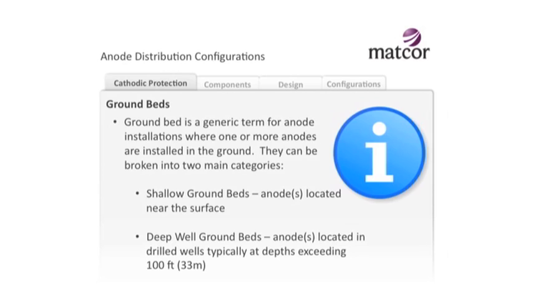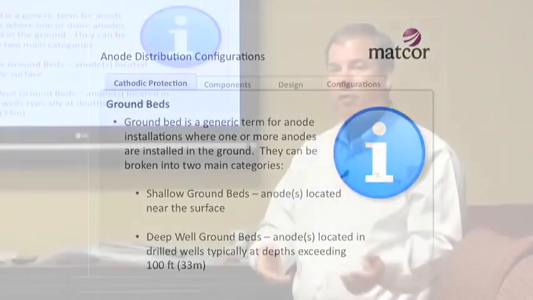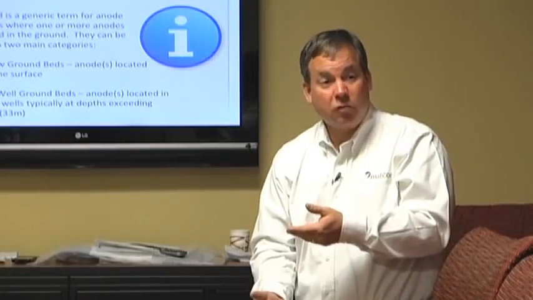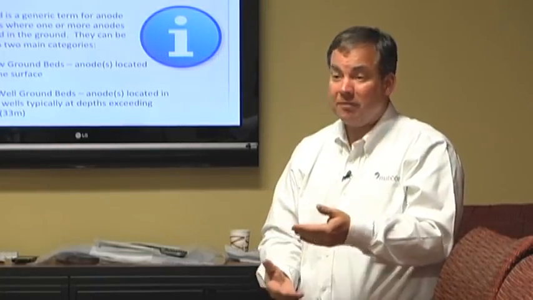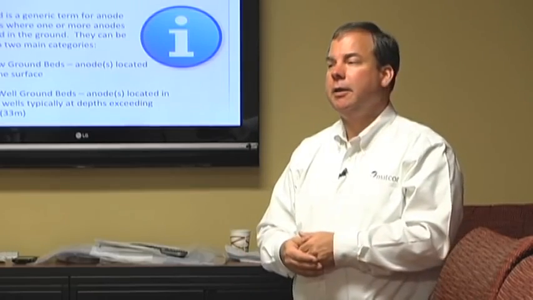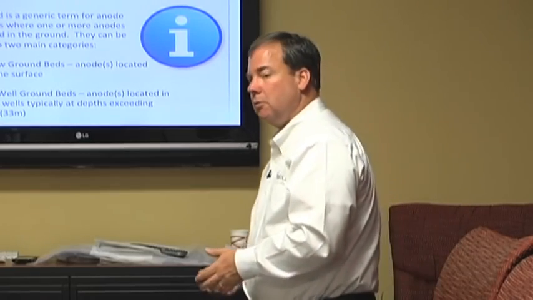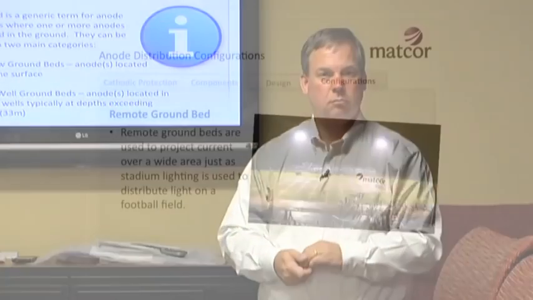Just a little terminology here. Ground bed, that's a common term in our industry. A ground bed basically is a place where an anode is located. We talk about shallow ground beds, and we talk about deep anode ground beds. A shallow ground bed generally means it's located close to the surface, 5-10 feet depth. A deep anode ground bed is a ground bed where we might drill down 300, 400, 500 feet and put the anode really deep in the earth so that it'll spread current a long ways.